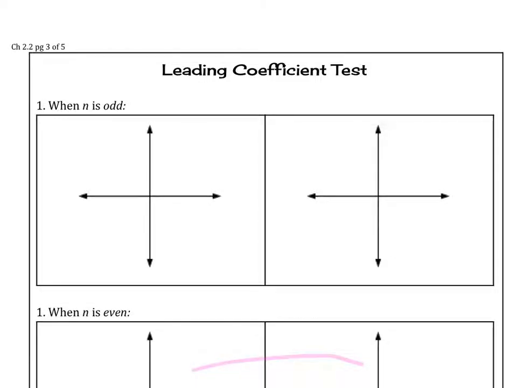Chapter 2.2, let's look at the leading coefficient test. We're going to look at when n is odd, when the degree is odd, and then also when it's even, and then break it down a little bit more when it's a positive leading coefficient versus a negative leading coefficient.